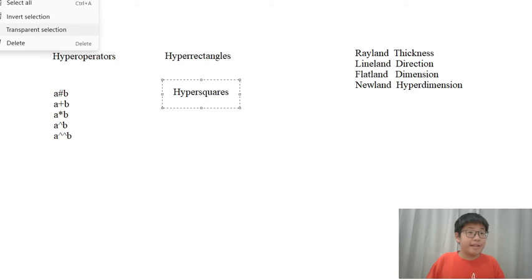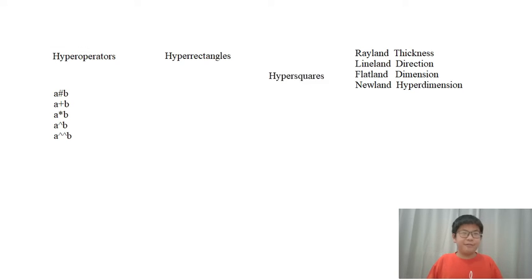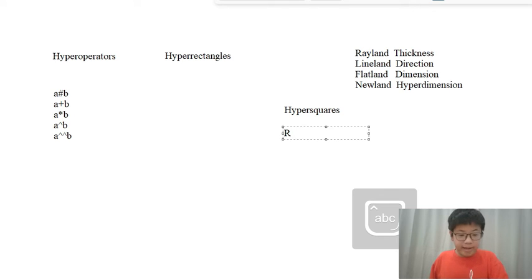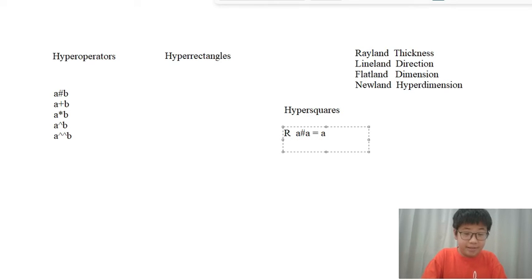So now you may be thinking, how do you make infinite dimensional rectangles and squares with only just a few parameters? It's simple. In Rayland, let's call it R, the area of a hypersquare is A compare A. A compare A equals A.